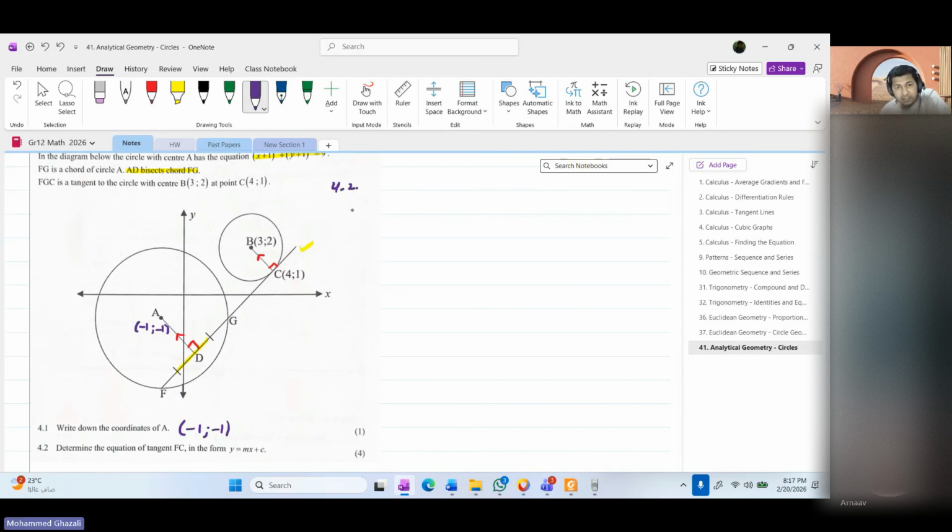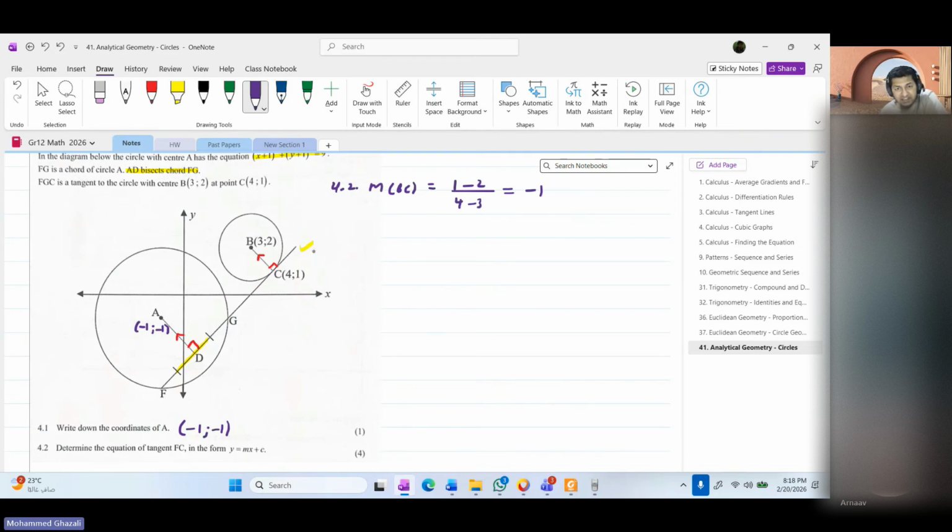What is the gradient of BC? The gradient of BC is y2 minus y1 over x2 minus x1. When I write BC, I take C as my second point. So y2 minus y1 is 1 minus 2, divided by 4 minus 3. And your gradient must be downsloping, which is negative. So it is -1. That's the gradient of BC.